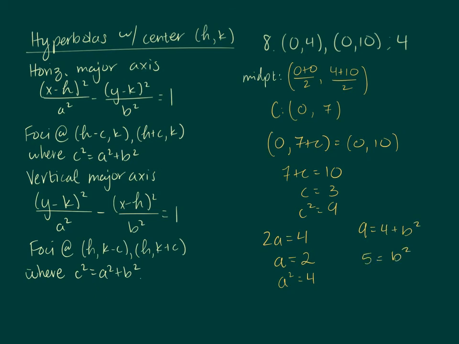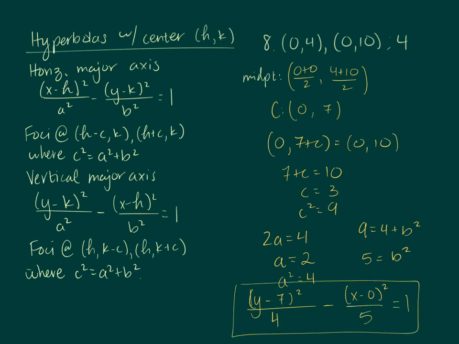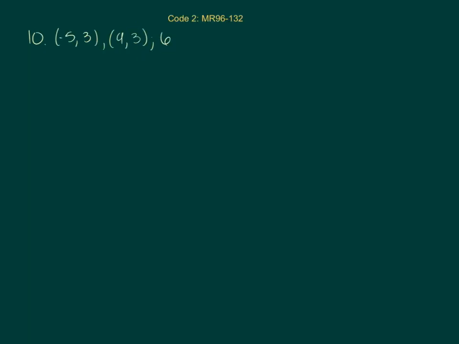So my equation, since it's a vertical major axis, it means the y is going to come first. So we've got (y minus 7) quantity squared over, vertical major axis, a squared is positive, so that's 4, minus (x minus 0) squared over 5 equals 1. And that's the answer. Let's look at another problem.